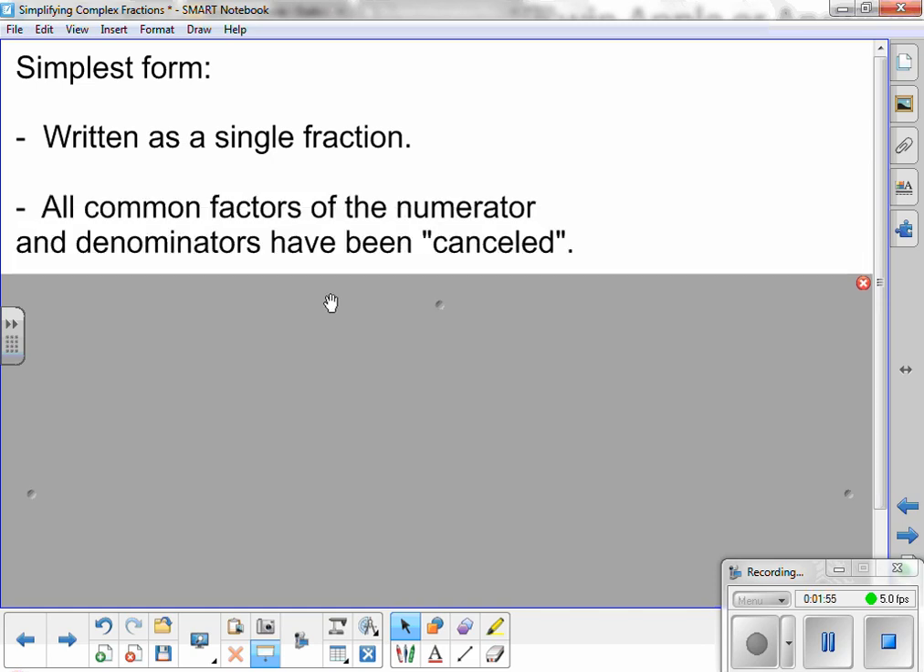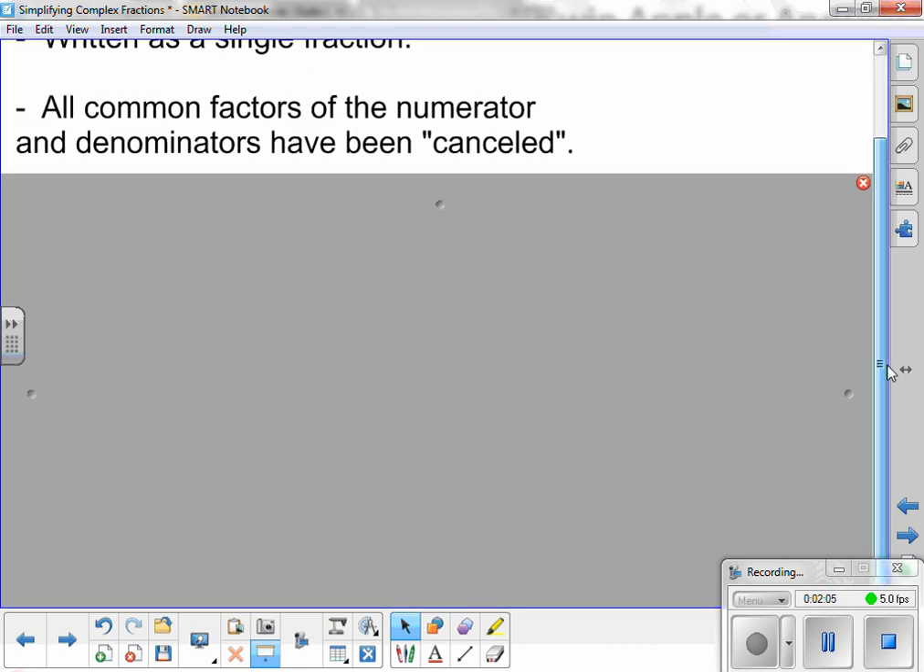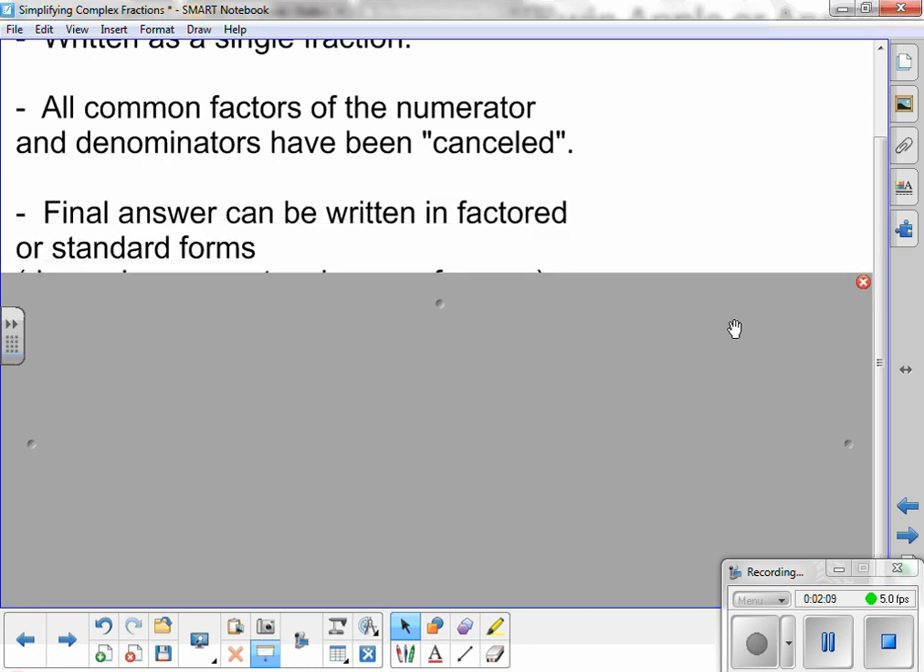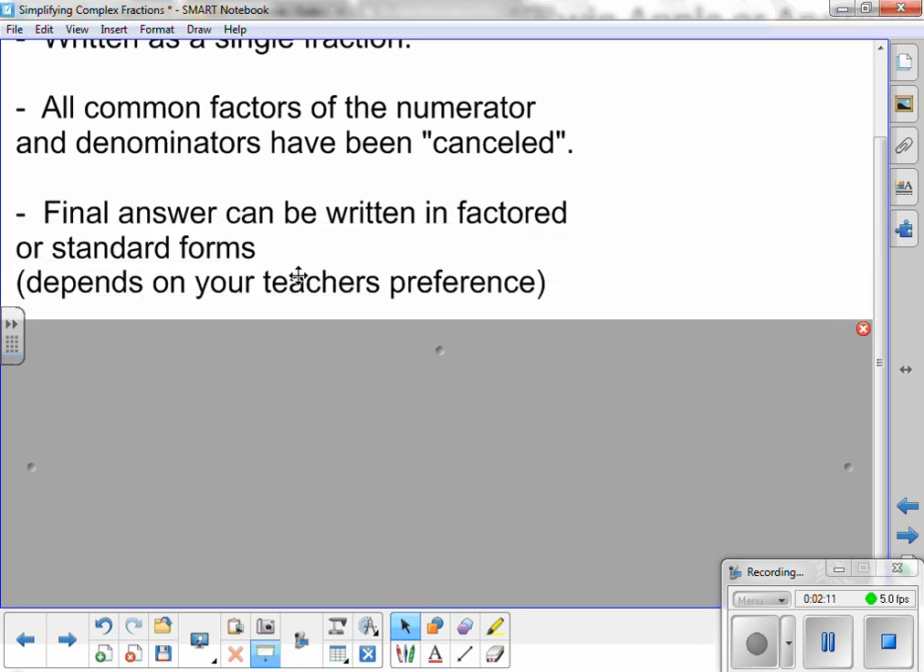Also, make sure that all the common factors of the numerator and denominator have been quote unquote canceled out. Basically, if you have the same factor in the numerator and denominator, it should be a 1, and when you multiply something by 1, it's the same thing, so it's not really there. Now for your final answer, depending on your teacher, you can write it in factored form. If you write it in factored form, you should be able to cross off anything that pairs up on the top and bottom. Standard form means that you just multiply everything on top and everything on bottom.